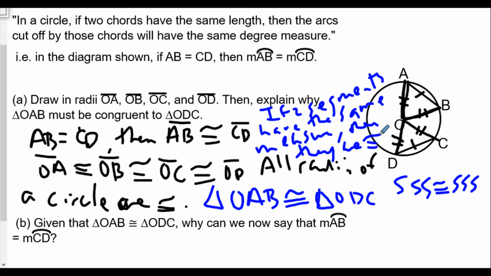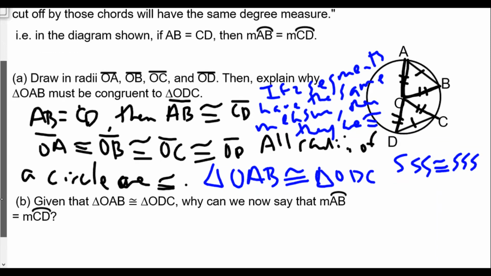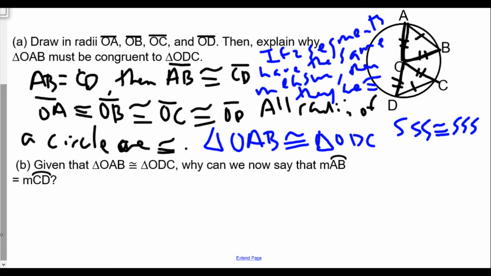Okay, so ladies and gentlemen, again we're going to give reasons for why things are a certain way. The second part is going to be: given that triangle OAB is congruent to triangle ODC, which you've proven, why can we say that the measure of arc AB equals the measure of arc CD?